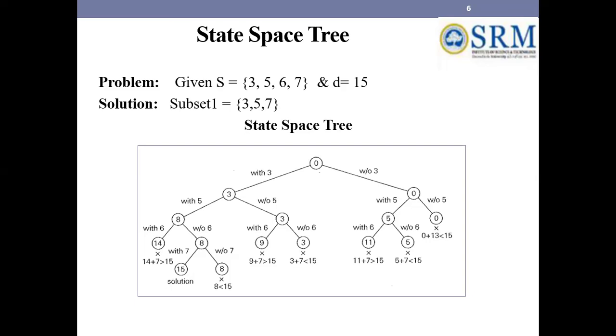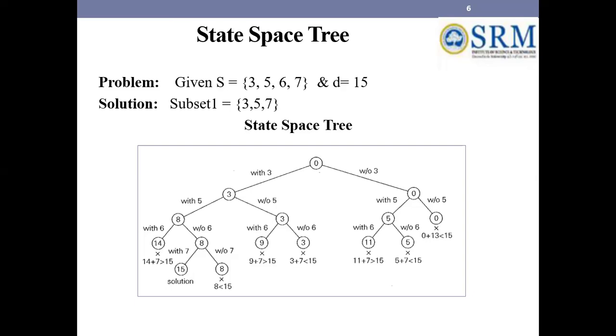For the first level, take the first element from the given set, 3. 3 is taken for the first level. In this level, there are two edges, a left edge and a right edge. The left edge is with adding the number, the right edge is without adding the number. So 3 is added to the root value 0, so the left node value is 3. Without adding 3 on the right side, the value remains 0. That is level 1, where we take the first element.